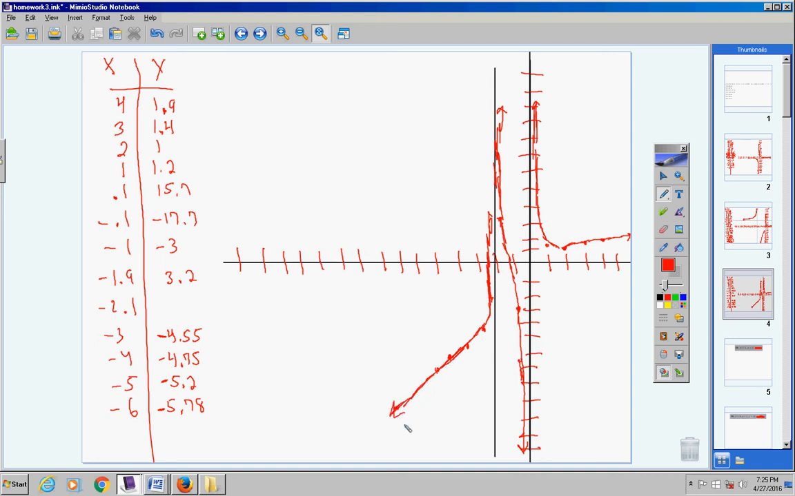Alright, and there we go. So there's the graph of that rational function. A lot of work, I know, guys, but that's how you do this. Okay, now let's move on to some faster problems.